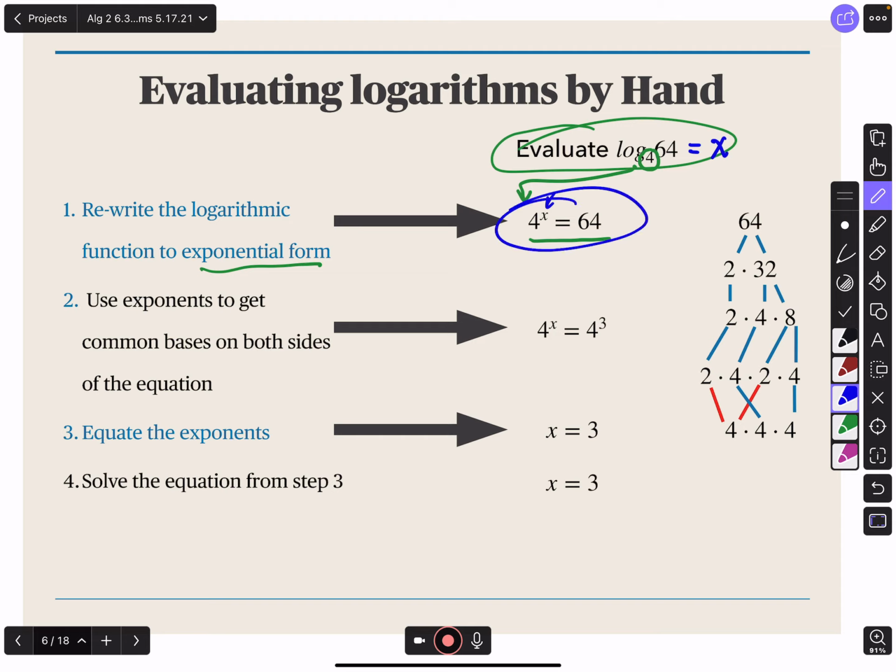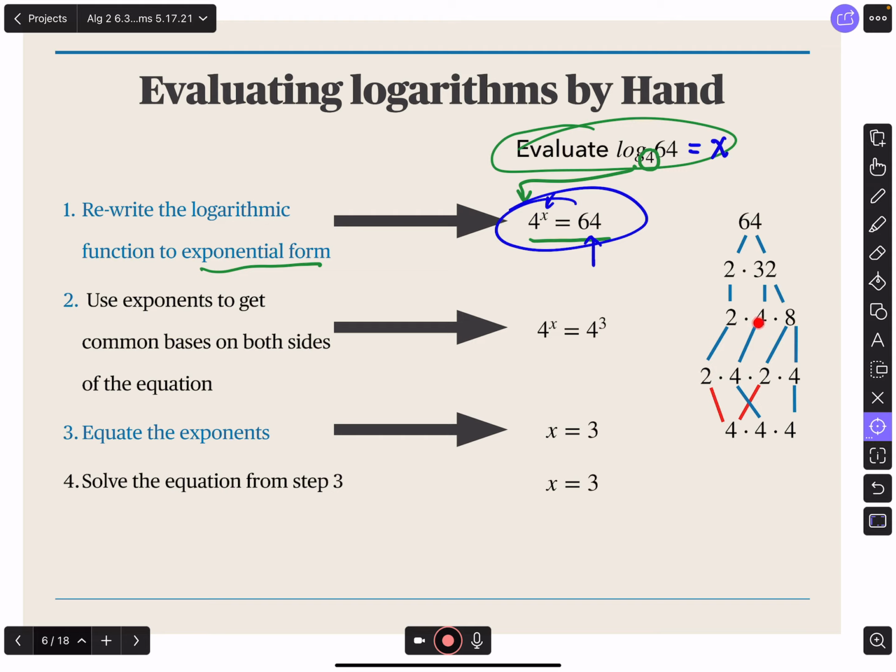So once I've done this, I've changed it into exponential form. Then I said, well, I'd like to know 64. I want that to be a 4. Now, if you know right away that 4 to the third power is 64, great. But if you don't, then you can start factoring it. And that's what I've done over here on the right-hand side. So I didn't know how 64 could be written as 4, so I started factoring it. It's 2 times 32. I brought down the 2. 32 factored is 4 times 8.